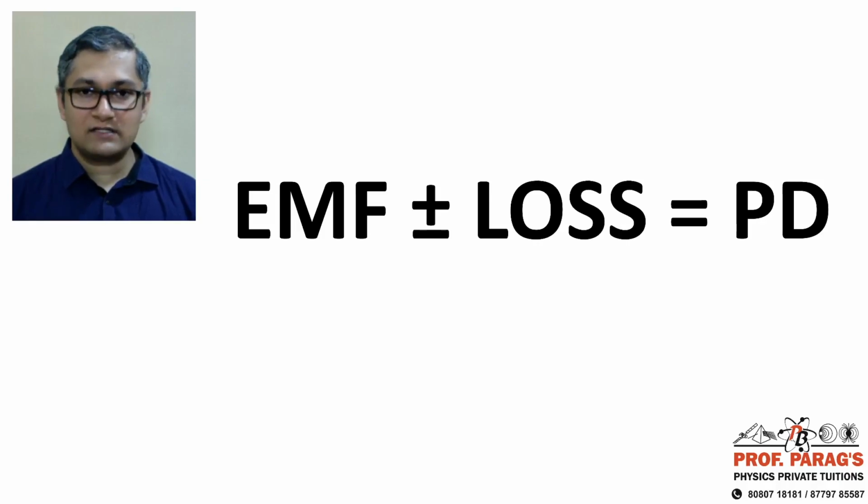Most of the time, especially the MCQs that we are going to solve right now in 11th standard, it's going to be EMF minus loss is PD. Why EMF minus loss? The reason is because the cell is always in use, the current is flowing, most of the time. But in 12th standard, we will see a few examples where we will have EMF plus loss, and that will happen when the cell is being recharged. We'll not worry about the recharging case right now. For now we will just say EMF minus loss is PD.